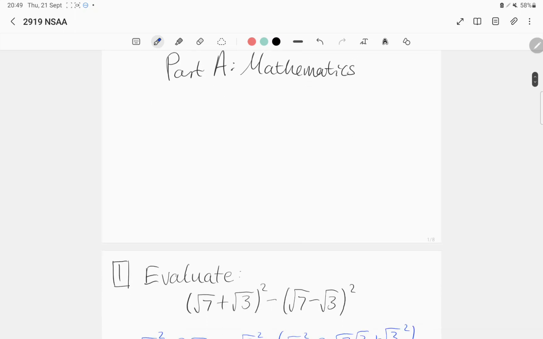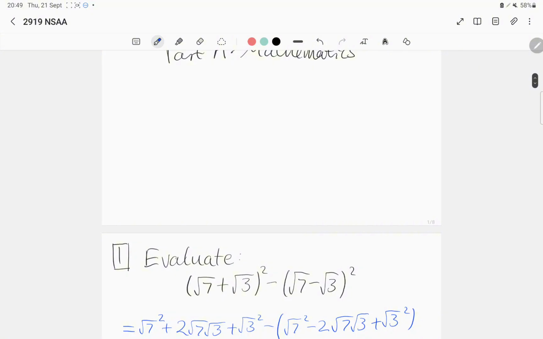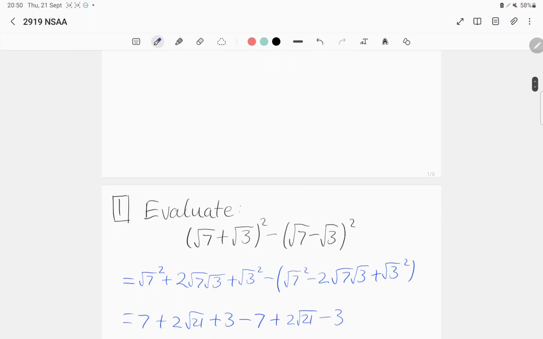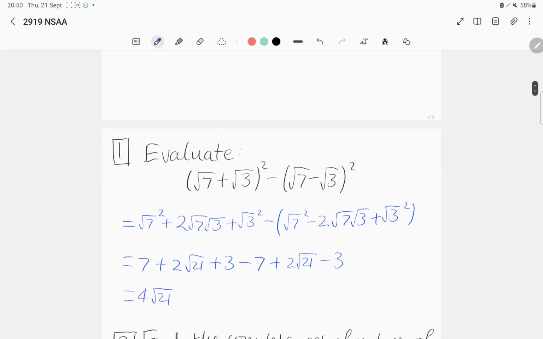Question 1. Evaluate (root 7 plus root 3) all squared minus (root 7 minus root 3) all squared. This question isn't too hard, it's just really long and complicated. All you have to do is expand the brackets to get root 7 squared plus 2 root 7 root 3 plus root 3 squared, minus, open bracket, root 7 squared minus 2 root 7 root 3 plus root 3 squared. This can be simplified to 7 plus 2 root 21 plus 3 minus 7 plus 2 root 21 minus 3. This, of course, cancels out to give 4 root 21, which is the answer.